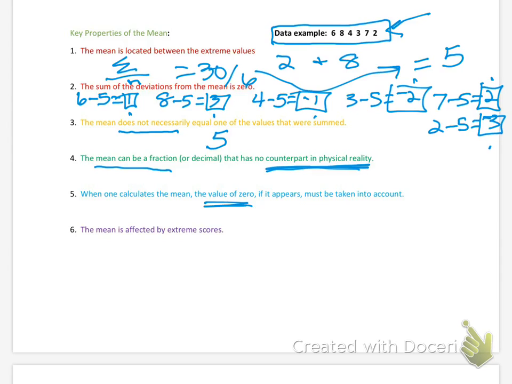Okay, and the mean, for the 6th property, the mean is affected by extreme scores. So what are the extremes? The extreme values are the endpoints, okay, the low and the high. If you had, instead of having a 2, for example, I had a 12, clearly that's going to have an impact on the mean. So the individual data values do increase the mean. If you increase one of the data points, you're going to have a higher mean. If you decrease one of the data points, you will have a lower mean overall. Okay, so these are the key properties of the mean, and you should be comfortable with each of these 6.